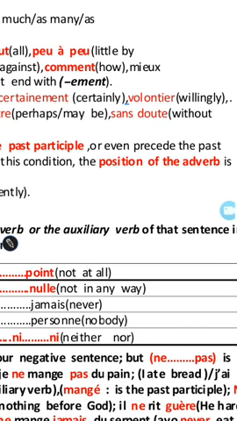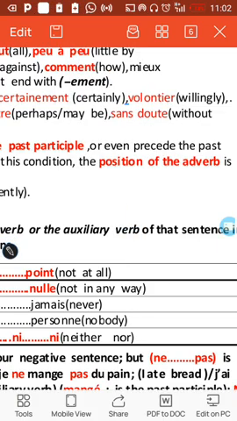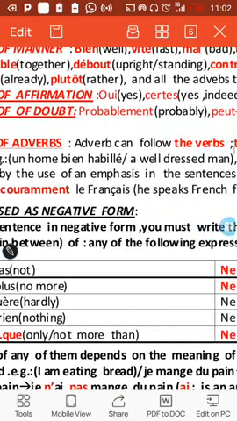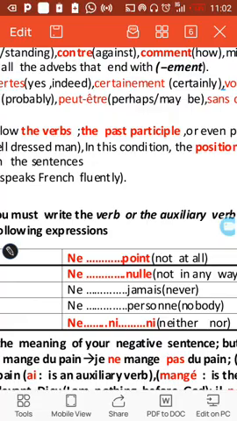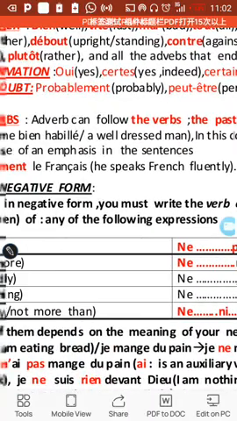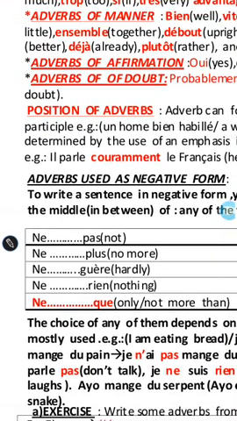I ate bread: j'ai mangé du pain. Now, we want to put it in negative form: je n'ai pas mangé du pain. Ai is the auxiliary verb of the verb avoir, to have, and mangé is the past participle. So, ne pas. Ne parle pas, don't talk. Je ne suis rien devant Dieu, I am nothing before God.